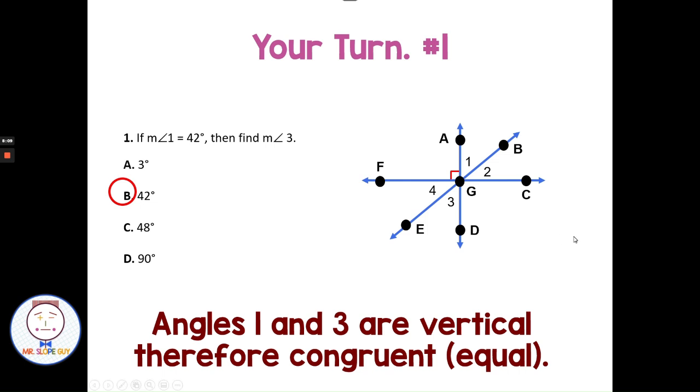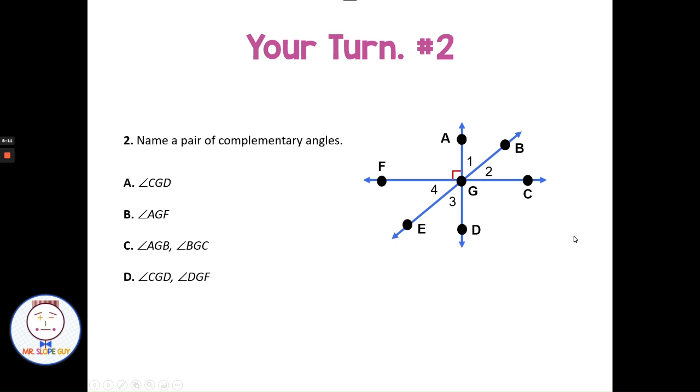All right, let's look at a new example. You can pause the video here, try this one on your own, and unpause when you're ready to check. All right, we're looking for a pair of complementary angles. That means we're looking for two angles that together add up to 90 degrees. Remember, complementary add up to 90.